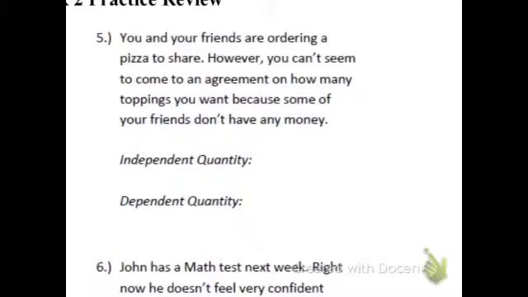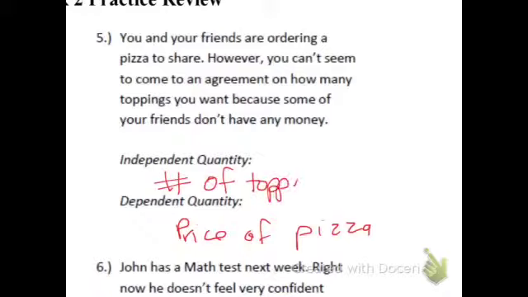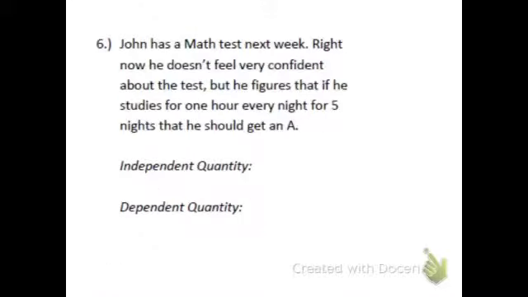When you're writing down the quantities, you need to think of a number that can change its value just based on the situation and what people decide. So here, people are deciding on number of toppings, and then the price of the pizza is going to change as they choose more toppings. So the price of the pizza would be the dependent quantity. That's because, well, as you choose more toppings, the price is going to go up. So number of toppings would be the independent one there.